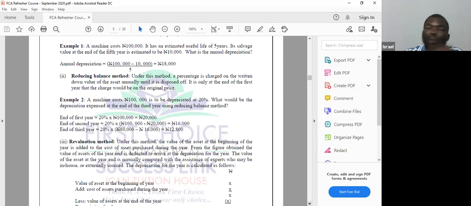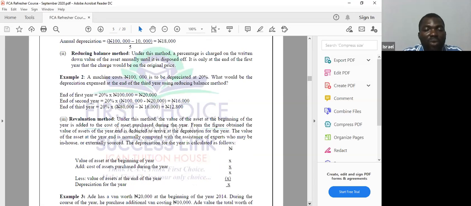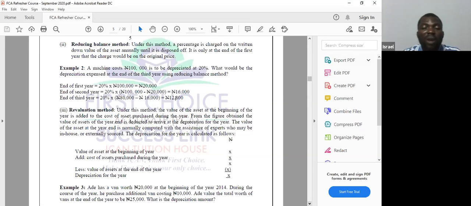So the revaluation method: under this method, the value of the asset at the beginning is measured and compared to the asset purchases in the year and the closing balance of the asset. So we have the format here. Firstly comes the value of the asset at the beginning of the year. Then after that, we add the cost of assets purchased during the year.